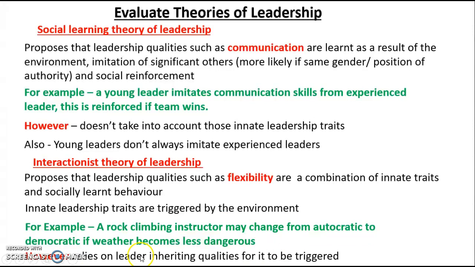And finally, however, this relies on the leader. This whole interactionist approach relies on a leader actually inheriting innate traits for them to be triggered. Okay, so it is saying that in order for the interactionist theory to work, you had to have the innate traits in the first place from the trait approach. Obviously it's the most credible theory in terms of leadership, but you might just have that as a negative criticism. All right, so that's part 1.